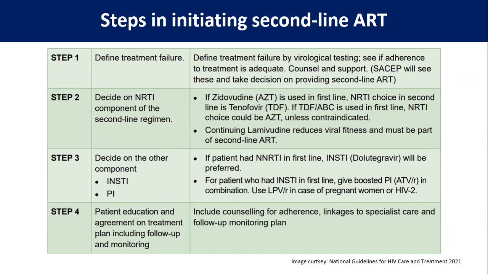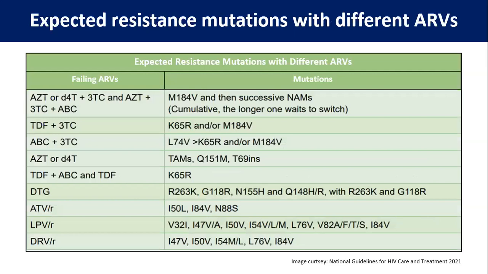And in stage 4, patient education and agreement on treatment plan, including follow-up and monitoring. Here, we include counseling for adherence, linkages to specialist care based on a particular case, and a follow-up monitoring plan. So these are some of the mutations related with the different kinds of drug resistance for a particular ARV. These are theoretically more important, but not routinely used in clinical practice. So we are skipping it.